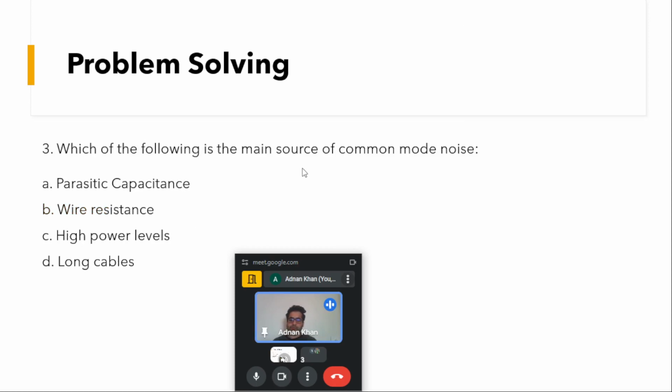So question number 3: which of the following is the main source of common mode noise?